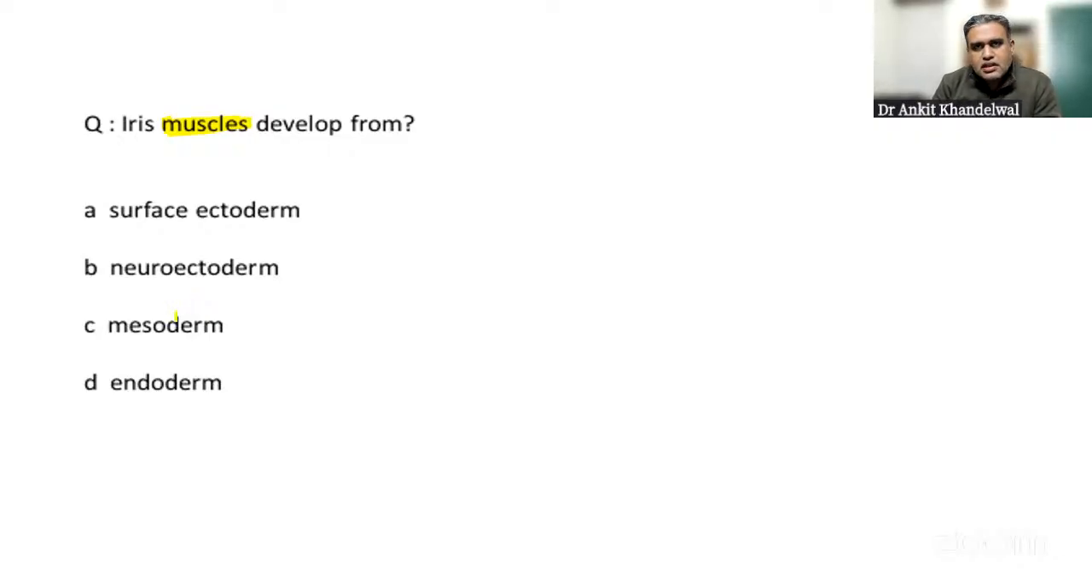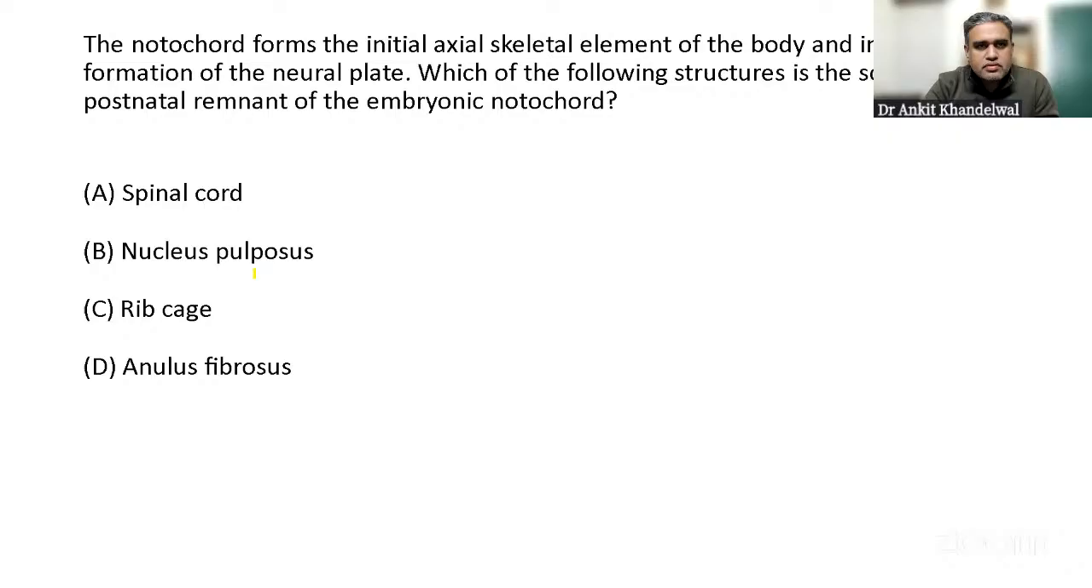Iris muscles are present inside the eye. They are intraocular muscles. And remember, intraocular retina and optic nerve are coming from the outpouchings of the neuroectoderm, the neural tube. The iris muscles are one of the rare muscles which are coming from the neuroectoderm. Answer is option B. Remember this. This is a frequently asked question in your theory, MCQs, vivas, you name it.